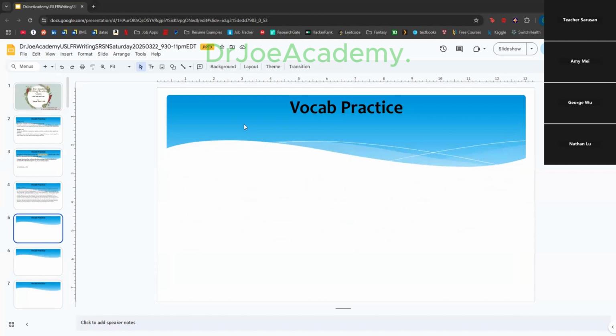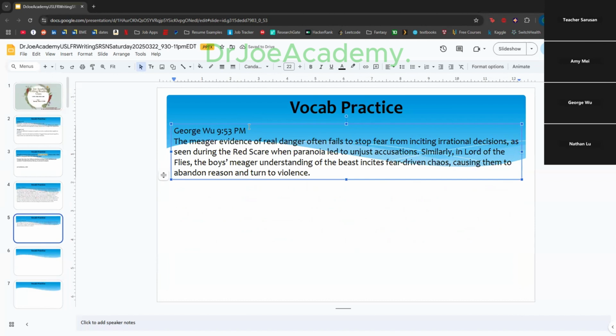We got another answer here. All right, George, can you read your answer, please? The major evidence of real danger often fails to stop fear from inciting irrational decisions, as seen on the Red Scare when paranoia led to unjust accusation. Similarly, in Lord of the Flies, the boys' understanding of the beast is its fear-driven truth, causing them to abandon reason and turn to violence.